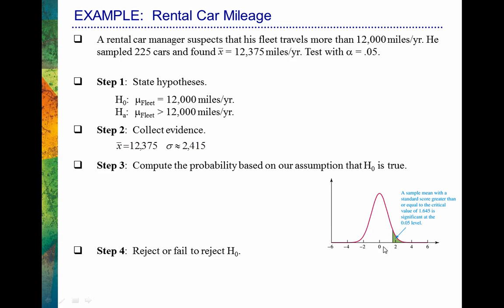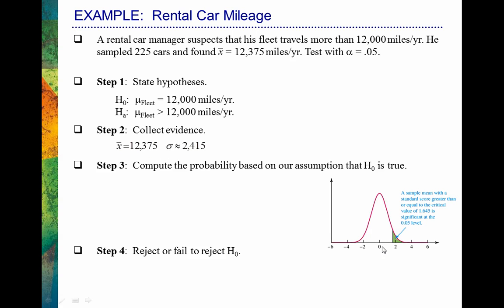So we look at that distribution of sample means, and this distribution of sample means has been transformed into a z distribution. Right there in the middle, it represents 12,000 miles, but of course that mean transforms into a z-score of 0. It's the population mean based on the null hypothesis being true. So we would expect some variability from 12,000. Well, we found a sample mean of 12,375.